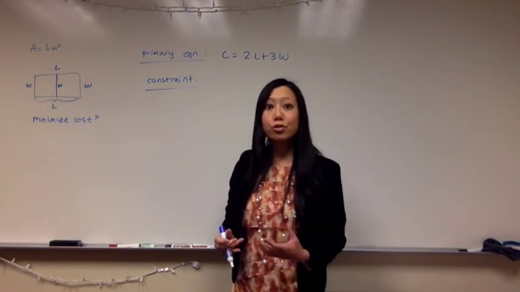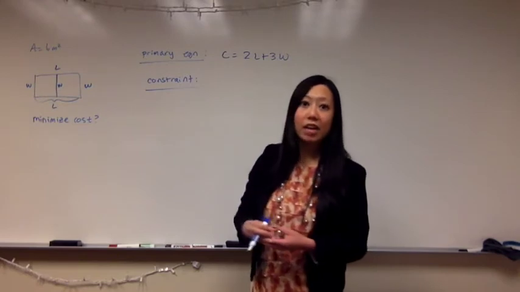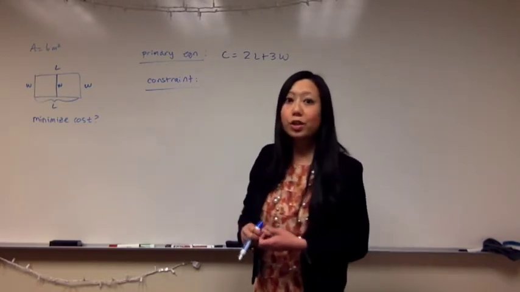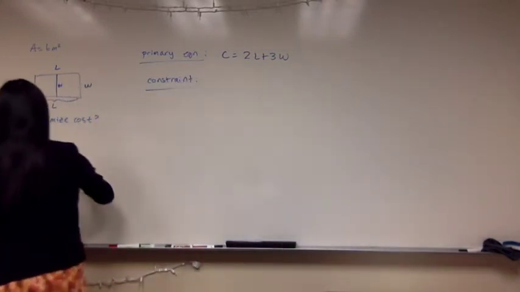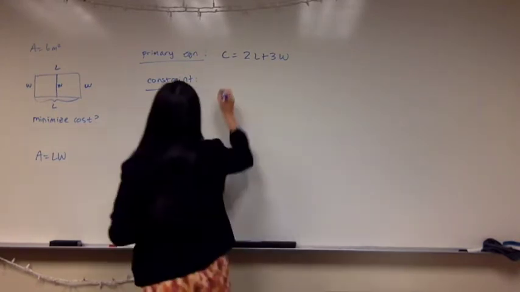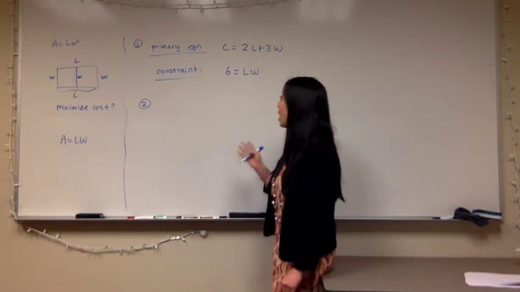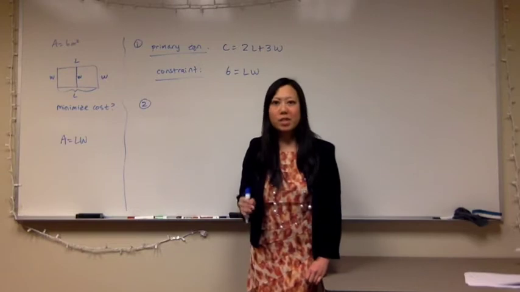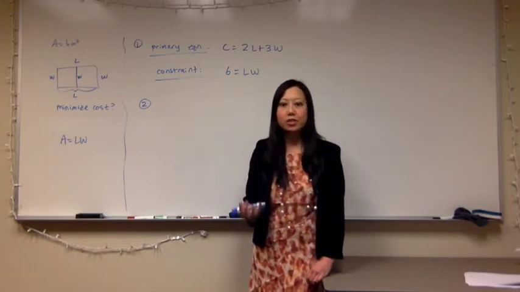So I'm under the restriction that the area is 6 meters squared, and I know the area of the rectangle is length times width. So we're going to use the fact that area equals length times width, but I'm going to replace A, the area, by 6. Step 2: I want to plug the constraint into the primary equation. The reason I set up that primary equation is I want to minimize it, so I want to eventually take the derivative of it.